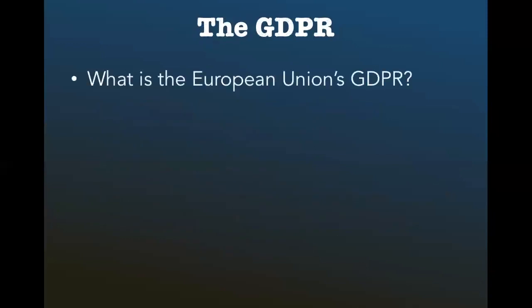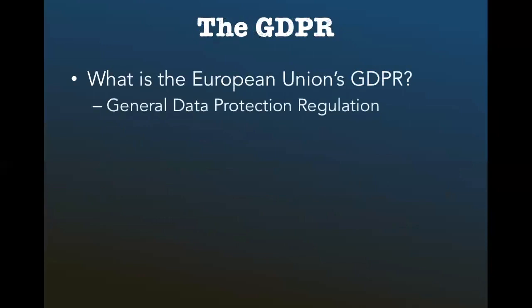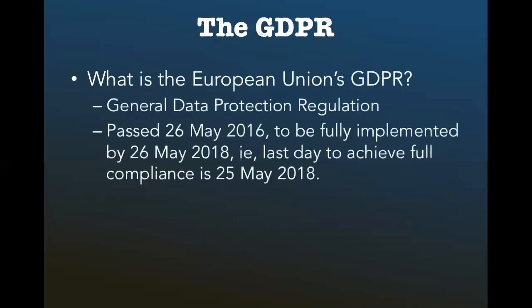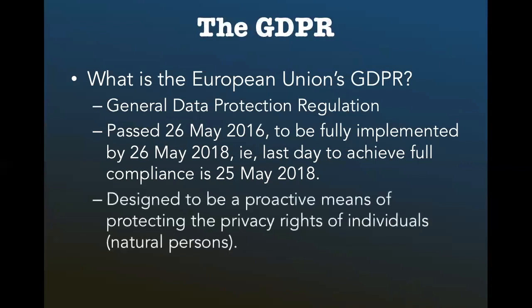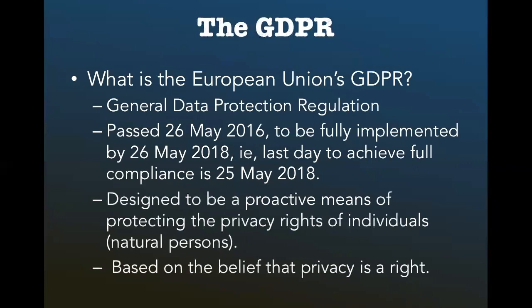The GDPR from the EU, what is it? It is the General Data Protection Regulation. It was actually passed back on 26 May 2016, but the intent was to be fully implemented by 26 May 2018, which means the last day to achieve your full compliance is 25 May. That's probably the date you're seeing a lot all over the internet. But it was designed to be a proactive means of protecting the privacy rights of individuals that are natural persons, not companies. The whole regulation is based on the belief that privacy is a right. It's not a privilege, it's a right.